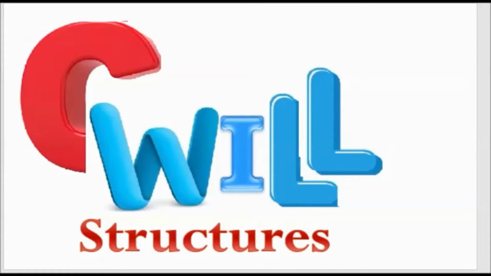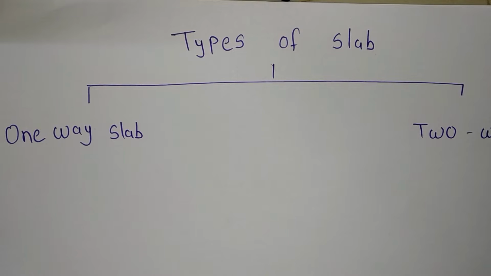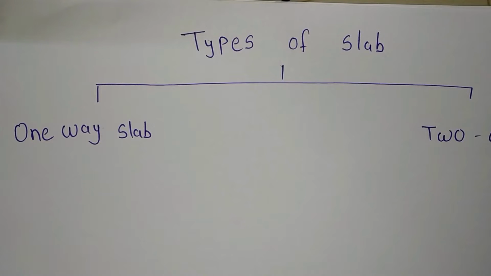Today we will discuss the bending behavior of one-way slab and two-way slab. So, as we all know, there are basically two types of slabs. One is one-way slab and the other is two-way slab. Okay. So, how can we distinguish between one-way slab and two-way slab?